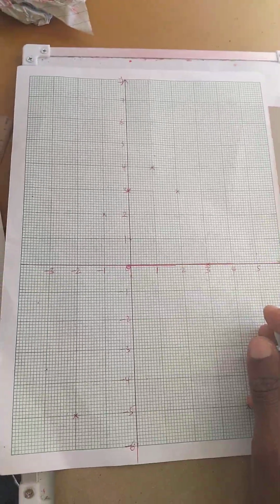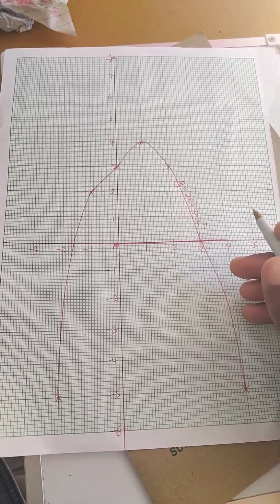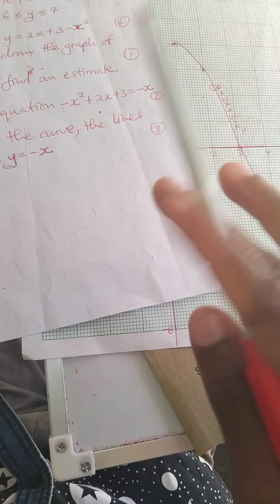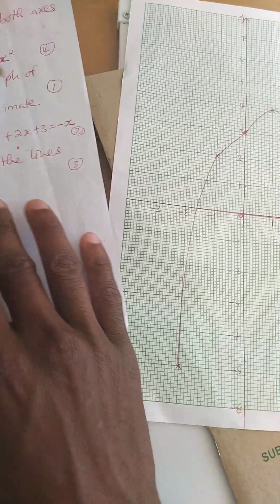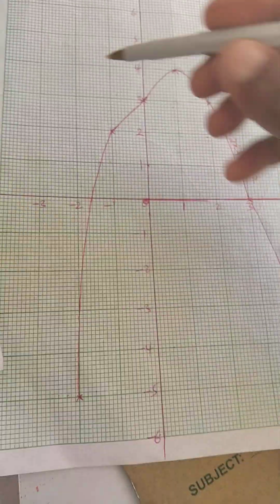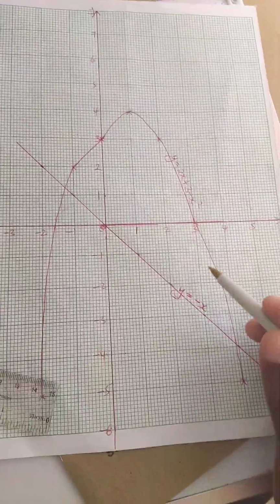So now I'm going to draw a smooth curve. Then on the same axis, draw the graph of the line y is equal to x, and y is equal to negative x. So can I write y is equal to negative x? Do y is equal to negative x, then y is equal to x. And so now we are going to draw this line.